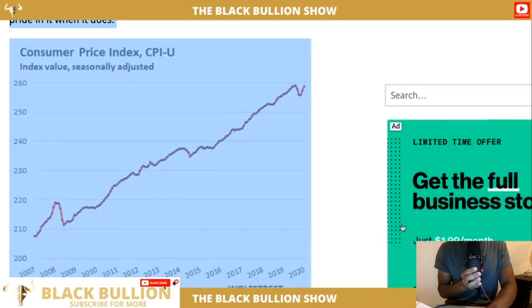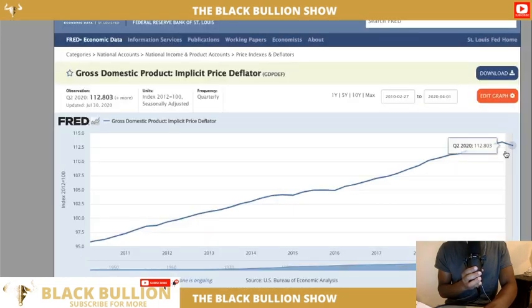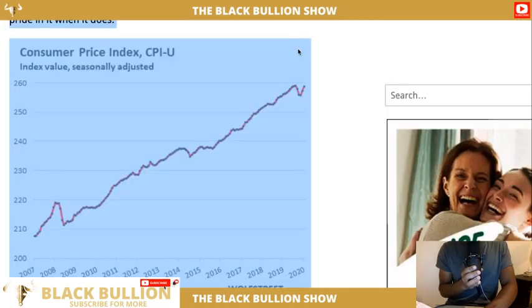So as you can see here, here's the Consumer Price Index as it moves up. But take a look here around 2020. It dropped, just like the GDP deflator, remember the GDP deflator, this is the US inflation, it dropped in Q2. As you can see here, the CPI dropped here as well in 2020.